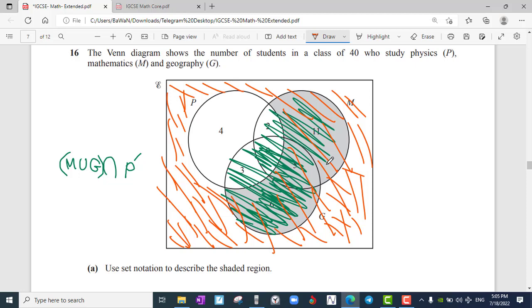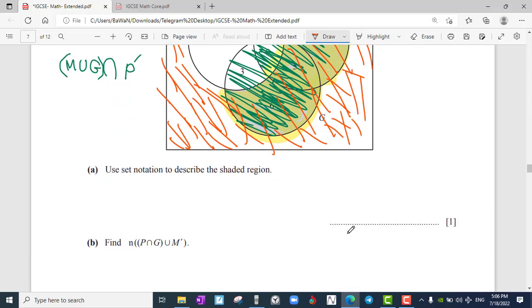So we have only inside this gray region, this region is shaded twice, with green and with orange. So this will go into intersection. So the answer is M union G intersection P prime. These two together, then intersection P prime.